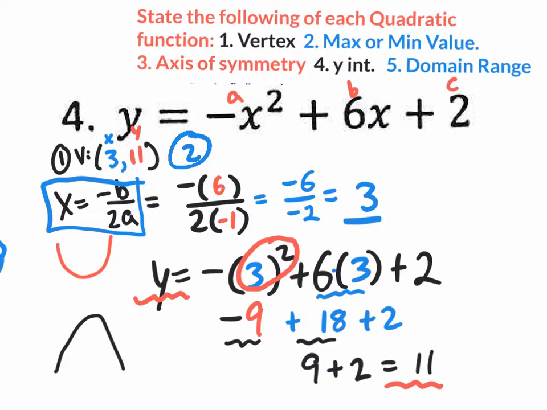Do we have a maximum or minimum? Maximum, because it's opening down, so you're going to put max. You could actually write out the word maximum value. And what is the maximum height of this parabola? What is the maximum height of the parabola?